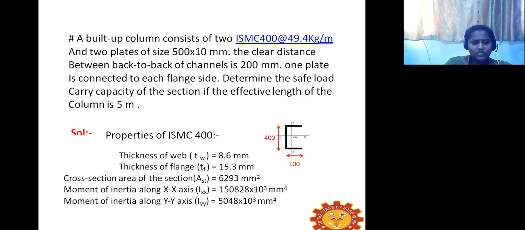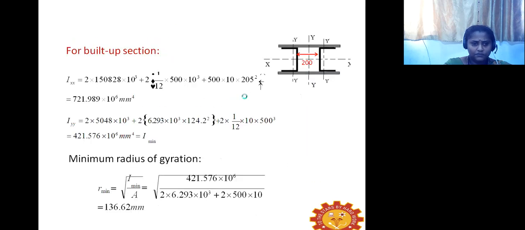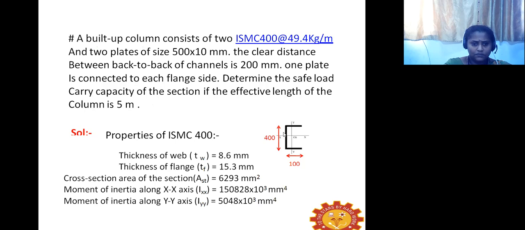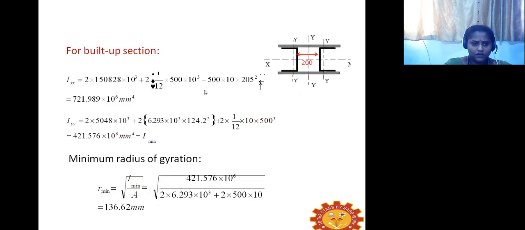Determine the safe load carrying capacity of the section if the effective length of the column is 5 meters. And these are all the data given, and this is available in your steel tables. You could refer to that. Yes, and this is the calculation for IXX and IYY.